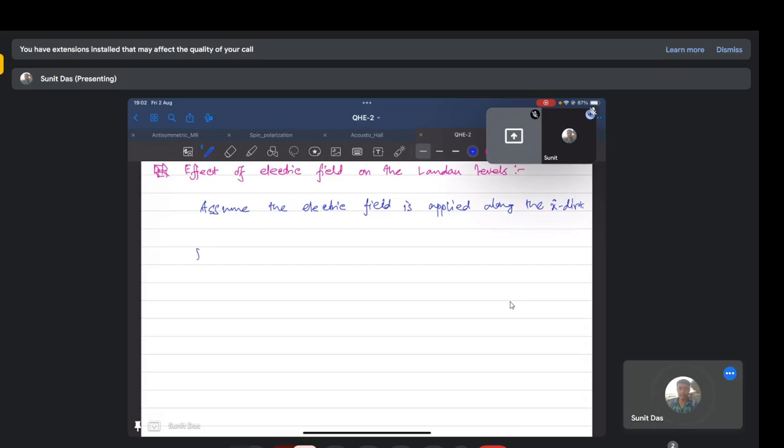Okay, so our Hamiltonian will be 1 by 2m (px square plus (py plus eBx) square) plus eEx, because the electric potential will be simply minus Ex, right? If I apply electric field along the x direction, then potential energy is simply minus e phi. Minus e is the electronic charge, so that will be e capital E x, that is the potential energy.